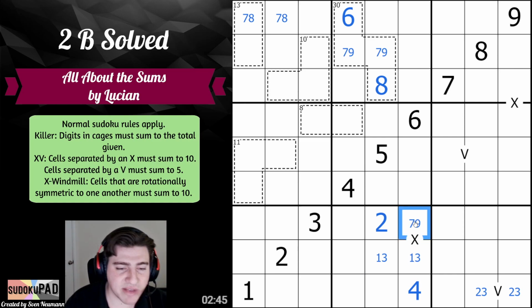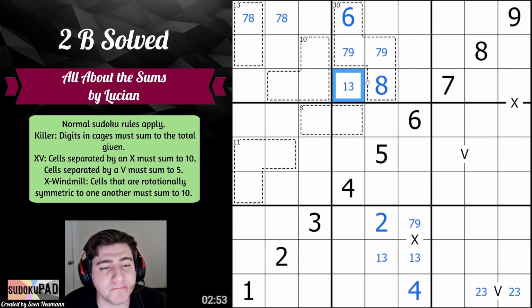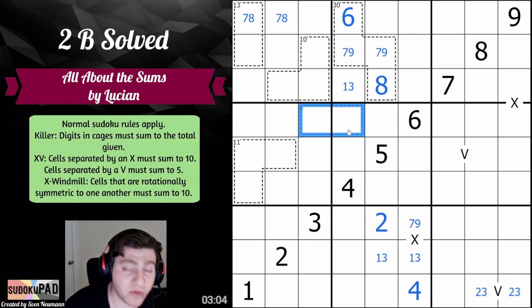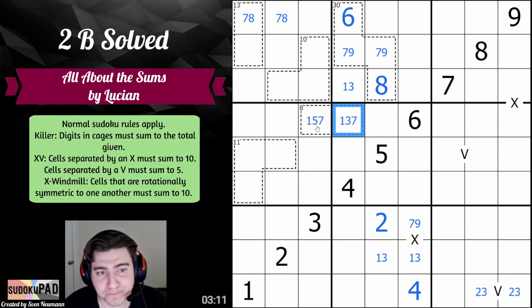1, 3 gives you 7, 9. 7, 9 gives you 1, 3. Then this is where you might start looking at the 8 cage again. So 6 tells us that this can't be 2, 6. So this is either going to be 1, 7 or 3, 5. Or it can't be 3, 5 in this order.